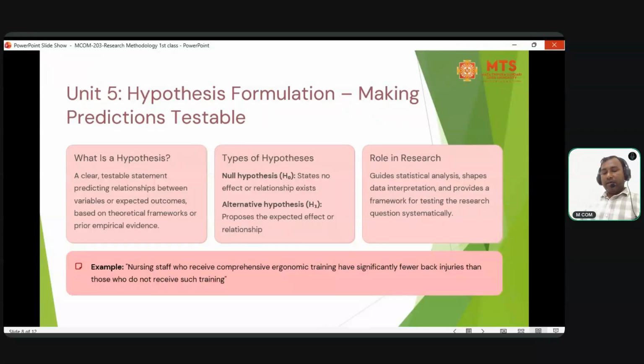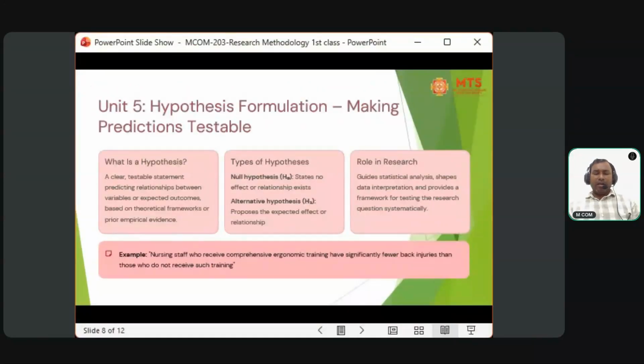So this is a source of collecting data: experiment. And secondary data sources are books, research journals, government reports, websites, and databases. These are the secondary data sources.